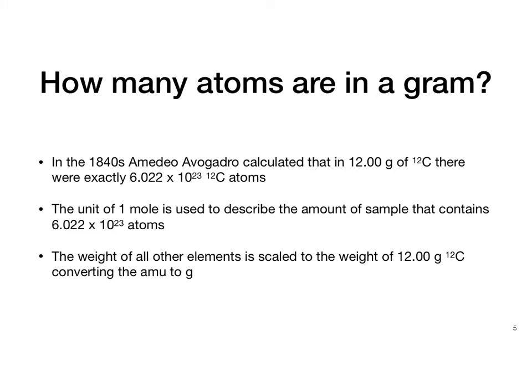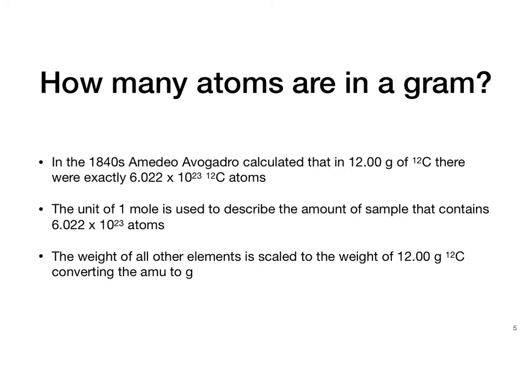So in the 1840s, Amadeo Avogadro, not avocado, Avogadro, calculated that in 12.00 grams of carbon-12, there were exactly 6.022 times 10 to the 23rd carbon-12 atoms. He did this through some calculations we'll see in chapter 10. So what he's saying is, in 12 grams of carbon-12, there are exactly 6.022 times 10 to the 23rd atoms. He describes this as the mole.